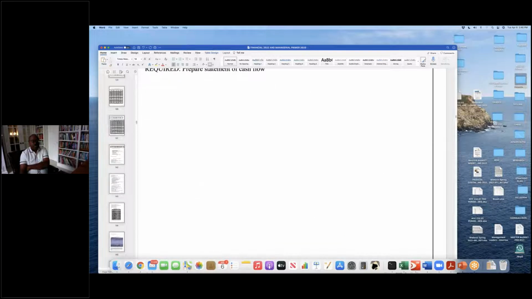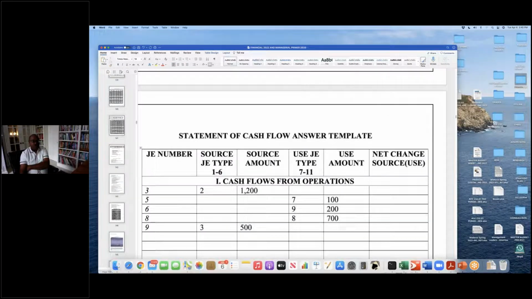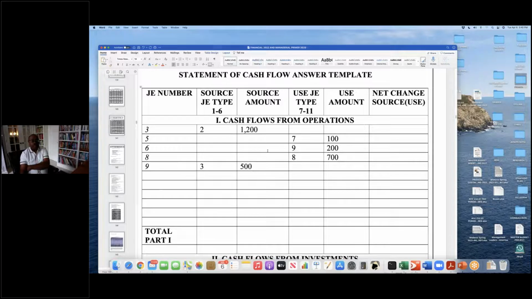Now, let's look at what we'll do next. We're going to add up all these items for sources in part 1, and we get what? 1,700. Then we're going to add up the uses, and we get 1,000.